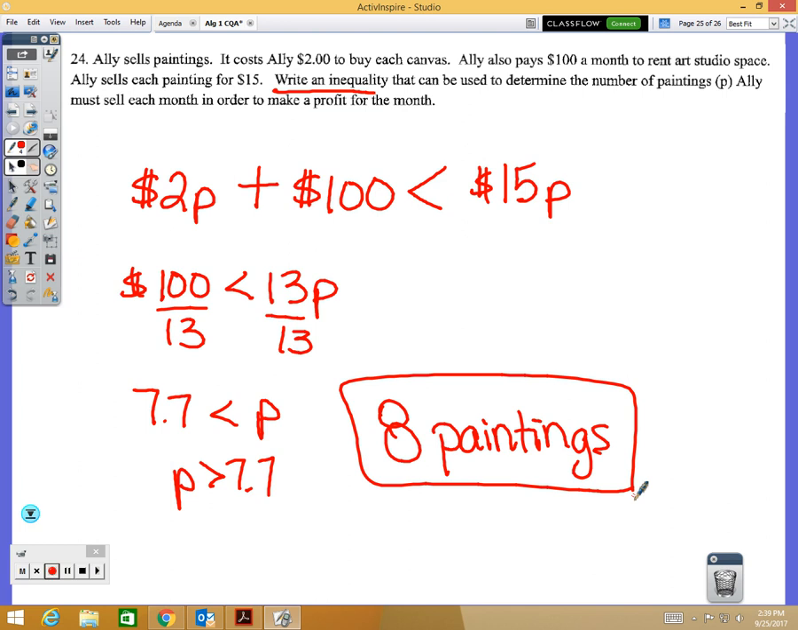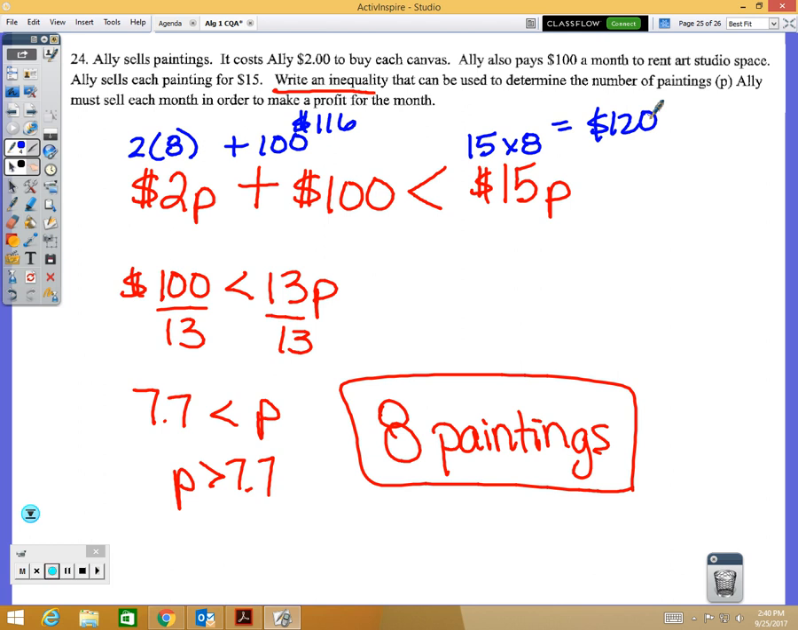If you're unsure, take your 8 paintings and put it back in here. Make sure that makes sense. 2 times 8 plus 100, that's going to be 16 plus 100, $116. That's going to be out of pocket. 15 times 8, is this going to be more? Absolutely, this is going to be $120. She's only making $4 profit, but that's how many minimum she has to sell.